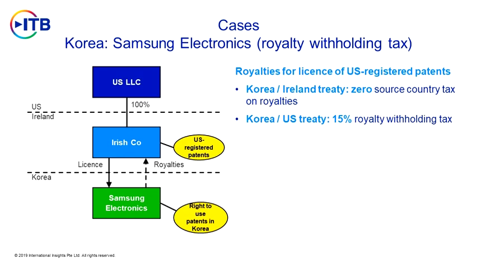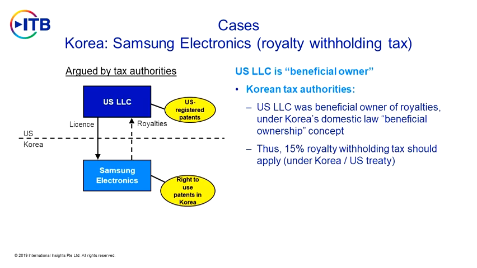Under the Korea-Ireland Treaty, zero source country tax may be imposed on royalties. However, a 15% royalty withholding tax is permitted under the Korea-US Treaty. The Korean tax authorities argued that the Irish company was interposed in order to secure the zero withholding tax on royalties. It argued that the Irish company was not the beneficial owner of the royalties under Korea's domestic law beneficial ownership concept. Instead, said the tax authorities, the royalties were beneficially owned by the US LLC, and therefore 15% royalty withholding tax should apply under the Korea-US Treaty.